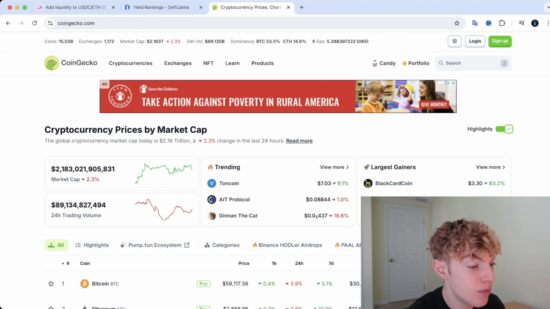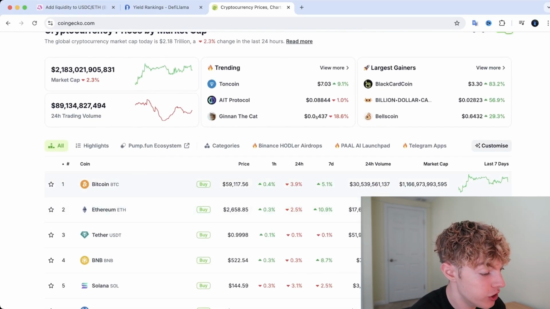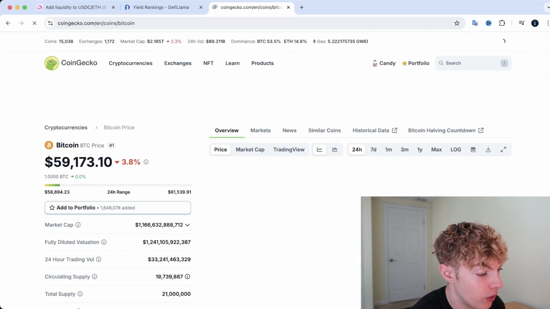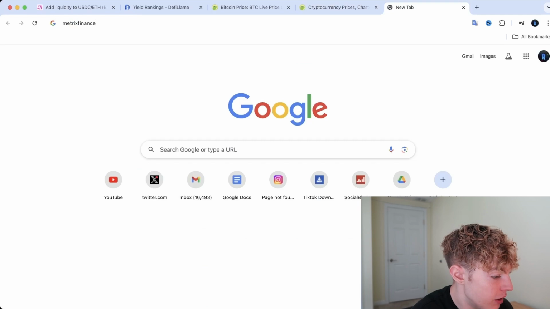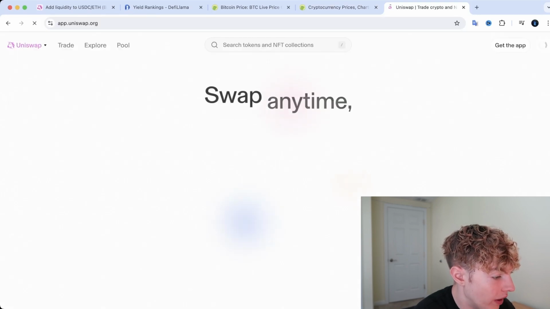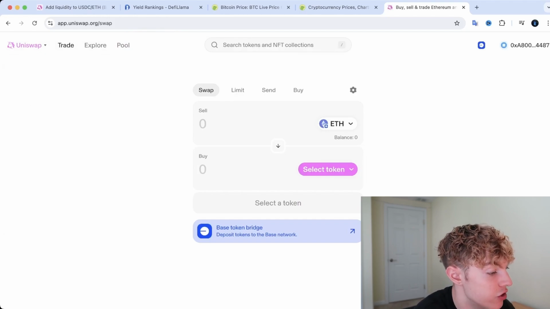And to dive deeper into the strategy that we use here, first of all, we start to look for assets that we are already bullish on. So for example, I am bullish on Bitcoin, so I'm going to select that over on CoinGecko. And then also scrolling down, I'm also bullish on Ethereum. So I'm going to go ahead and go to Metrics Finance, as you can see, metricsfinance.com.